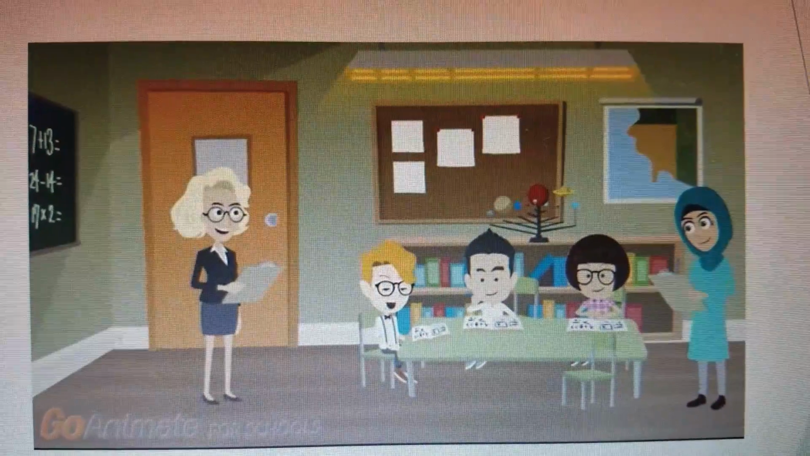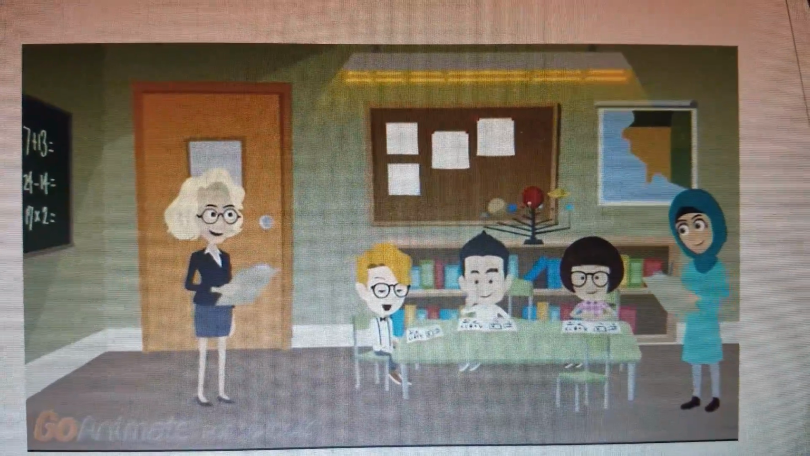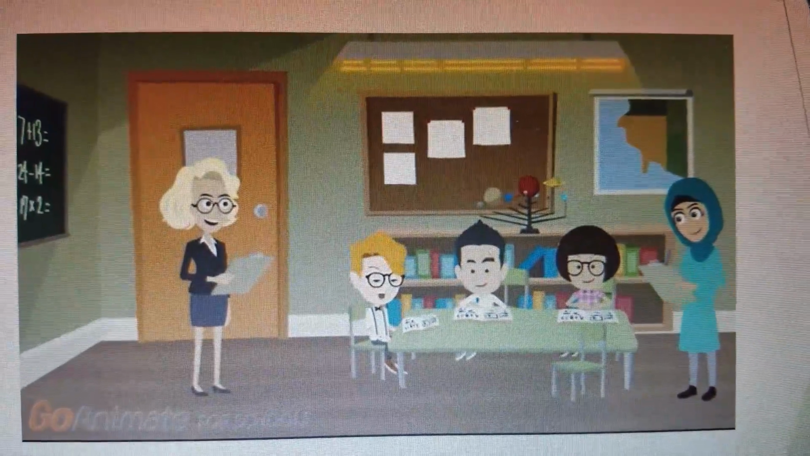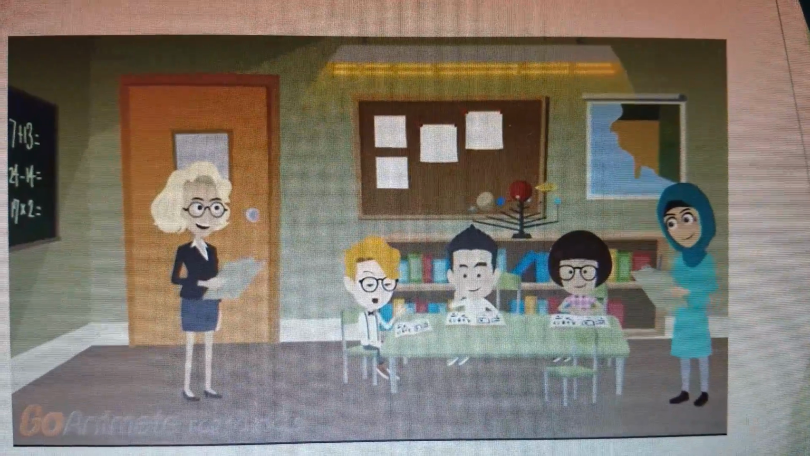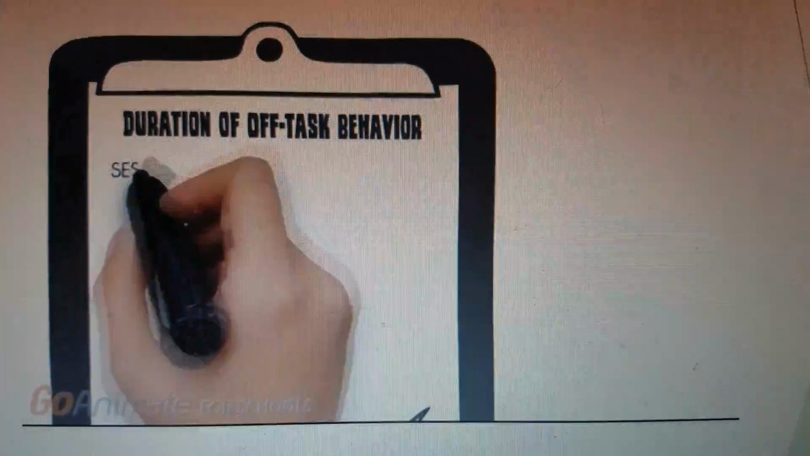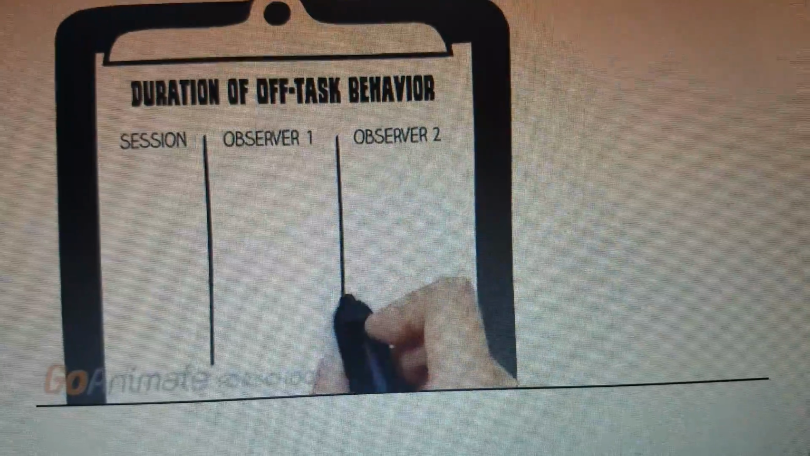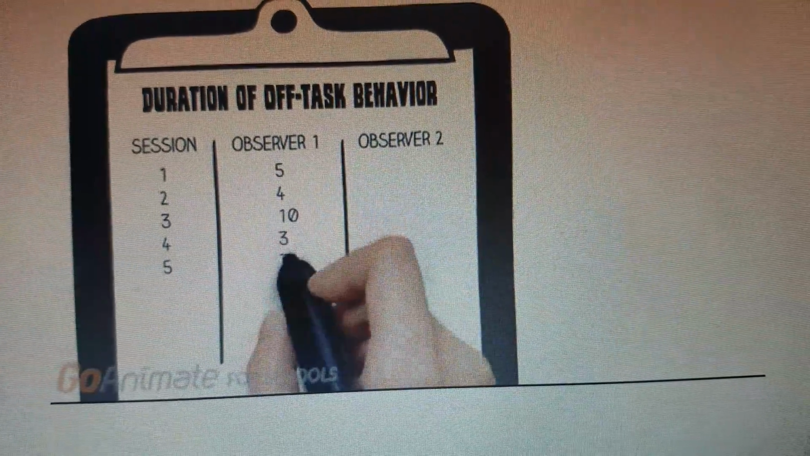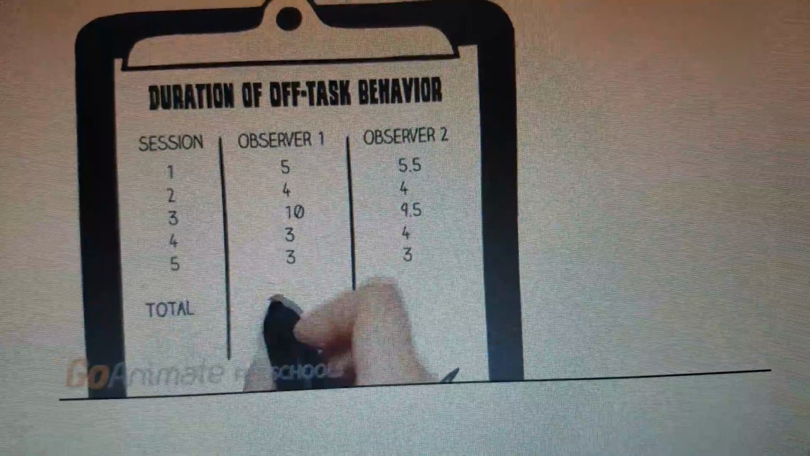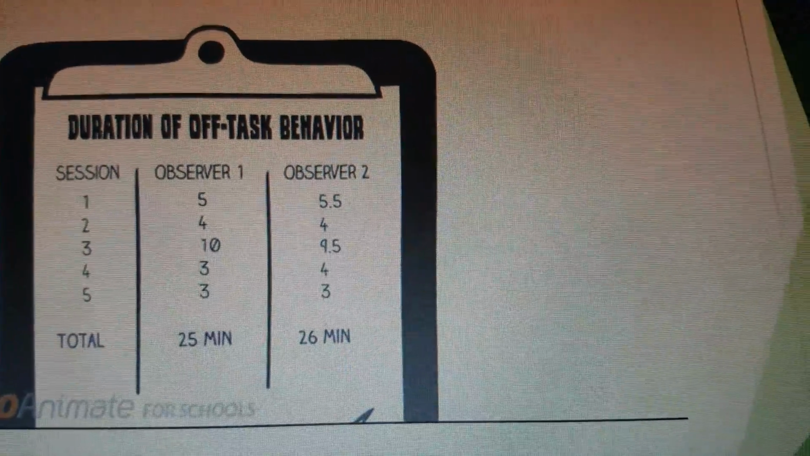I will cover 2 methods of calculating IOA using data obtained from 2 independent observers recording off-task behavior during class time. Here we see the duration of off-task behavior recorded by 2 observers during 5 10-minute sessions, and the bottom shows the total duration that off-task behavior was recorded.